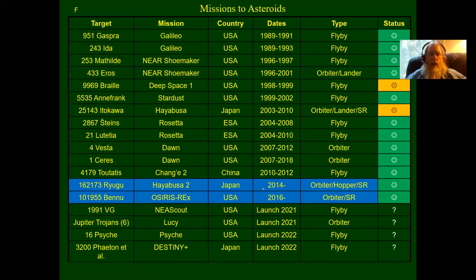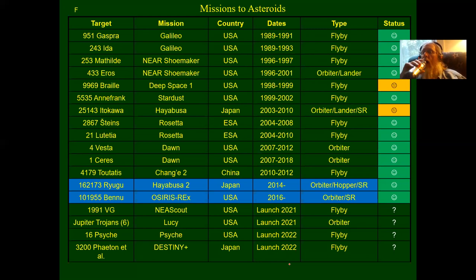And this list actually I don't think is complete. There are some failures I don't have on here, but for missions to asteroids, anyway, I've got a couple here with some sample returns that are currently active. Japanese one at Ryugu, and then this US one at Bennu, and then some ones in the future that are planned, including for some nearby launches.